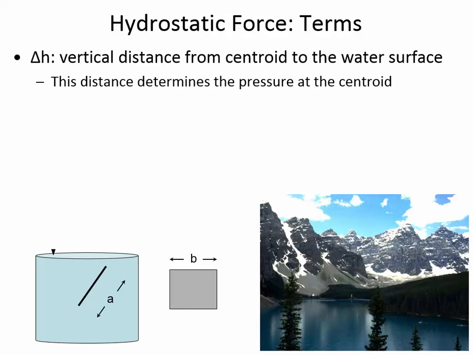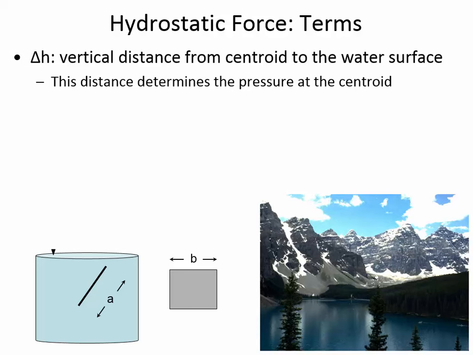Delta H is the distance from the water surface down to the centroid of the object. And so the centroid is the center of area. So let me just draw a little dot here in the center of this object. So you can see from the side view, you can see the height of it. And from the front view, if we looked at the plate from this direction, what we would then be able to see is how wide it is.